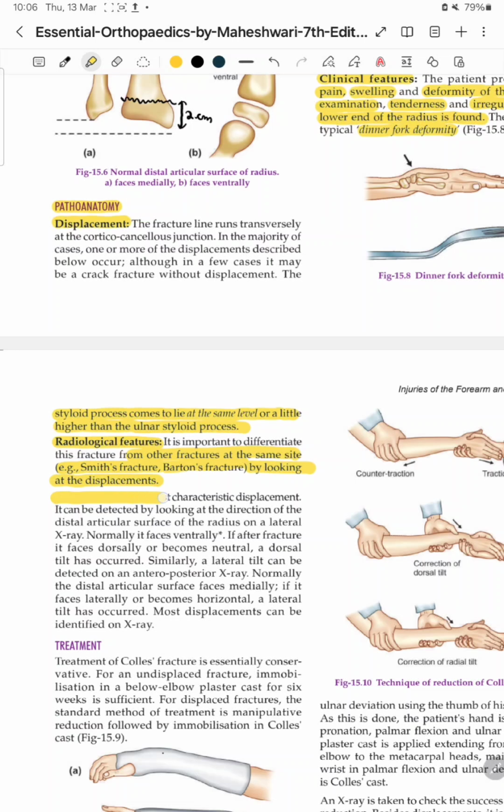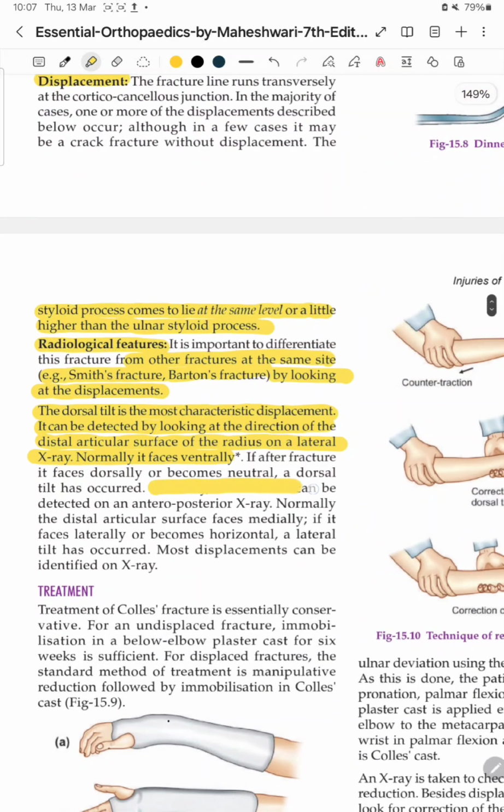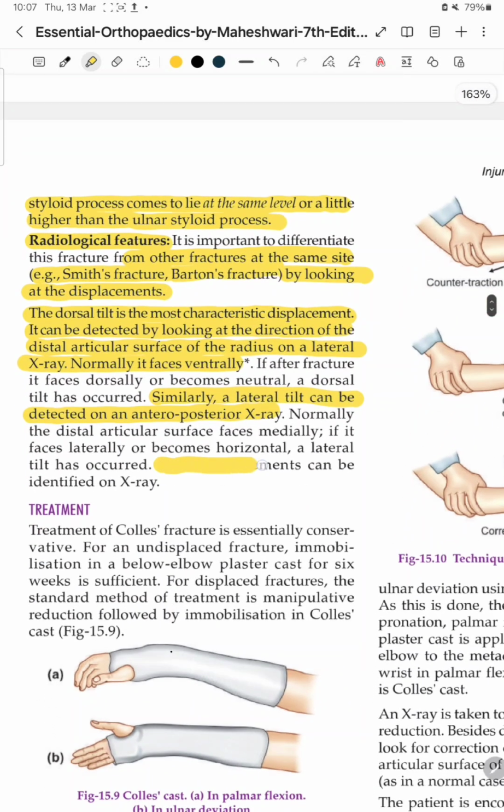The dorsal tilt is the most characteristic displacement. It can be detected by looking at the direction of the distal articular surface of the radius on a lateral X-ray. Normally, it faces ventrally. Similarly, a lateral tilt can be detected on an anteroposterior X-ray. Most of the displacements are usually identified on X-rays.